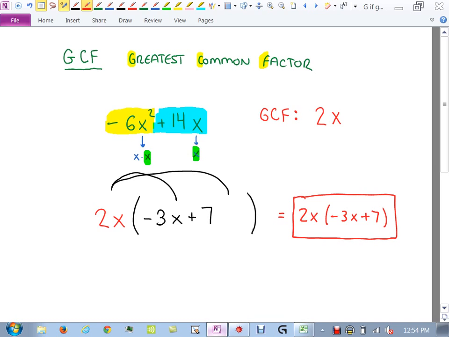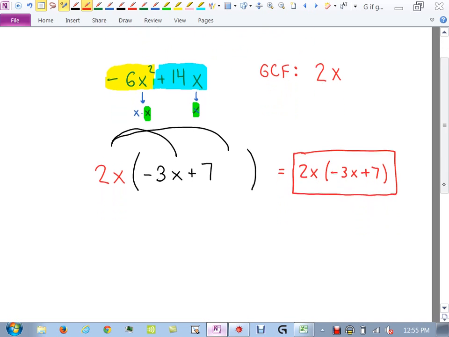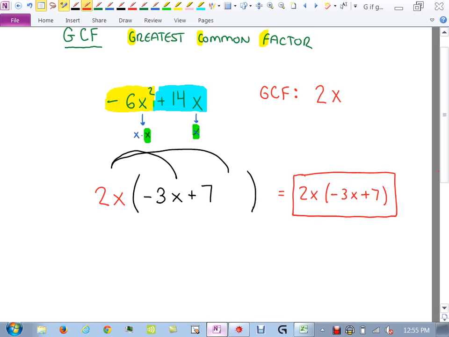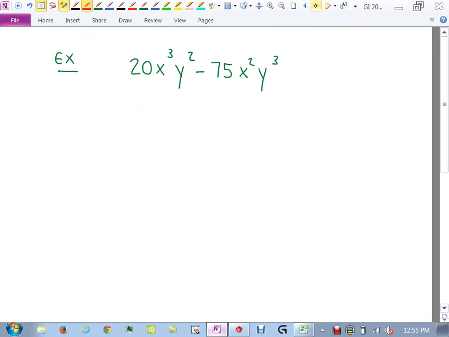Here's the great news when it comes to factoring. You can always check your work, right? How do you check your answer? Distribute. Multiply this times this, you should get that negative 6x squared. Multiply 2x times 7, you should get 14x. You do. So it's right. Questions? Okay. Let's try that one then.